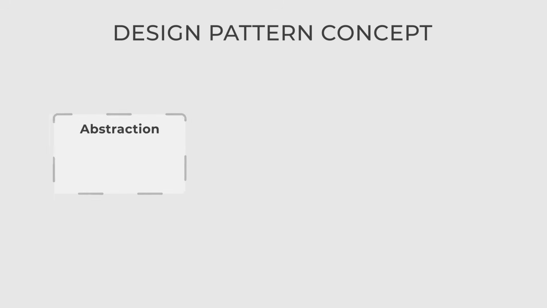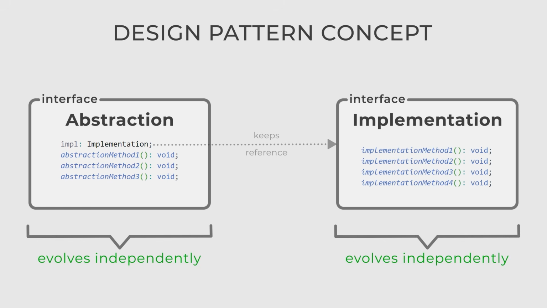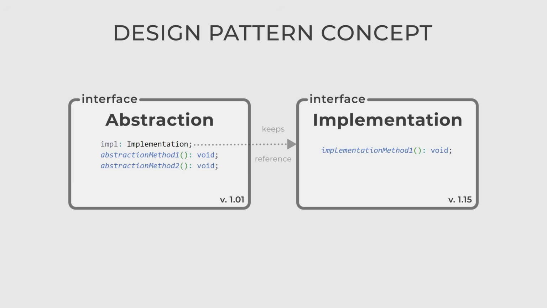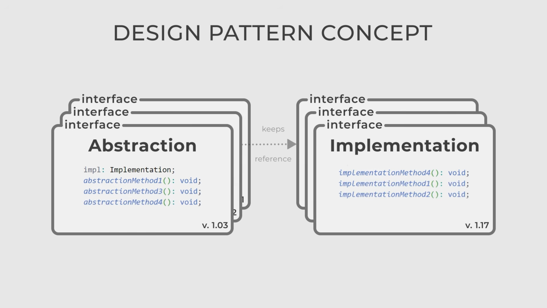The bridge is a structural design pattern that separates abstraction from implementation, allowing them to evolve independently. It decouples an abstraction's interface from its implementation, allowing changes in one without impacting the other. This pattern is handy when dealing with complex class hierarchies, and when changes in both abstraction and implementation are expected.